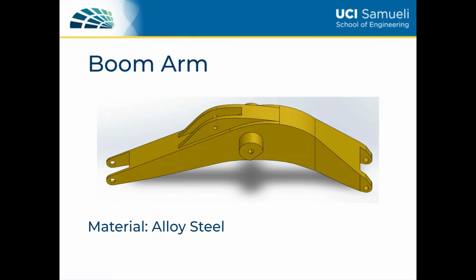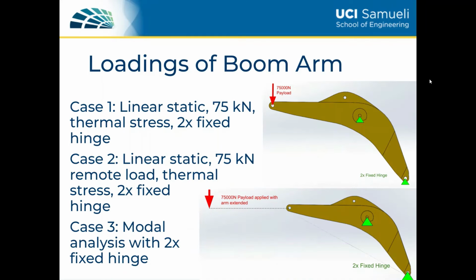Next is the analysis of the boom arm pictured here. All of the simulations utilize alloy steel. There are three different simulations that will be covered. Case 1, a linear static analysis with a 75 kN load applied to the connection, a thermal stress from 30 to 110 Fahrenheit, and two fixed hinge boundary conditions. Case 2 is the same except the load is applied at the bucket position, and Case 3 is a modal analysis.